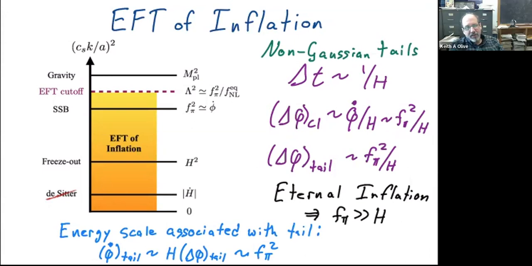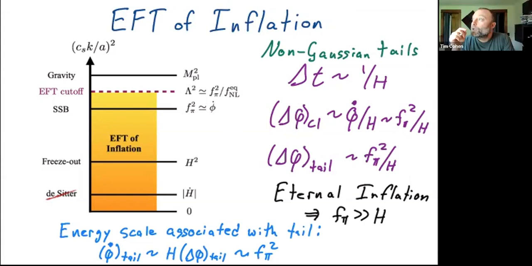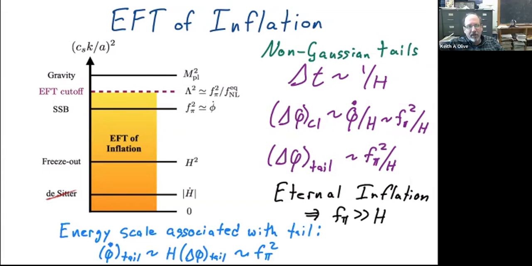But I'm just trying to understand your relationship between f_pi and H, because I know even in that simplest model, I'll always have eternal inflation if I choose my value of phi large enough. So there's never an issue. You'll always have eternal inflation. So why do I care about f_pi relative to H? That's what I'm asking.